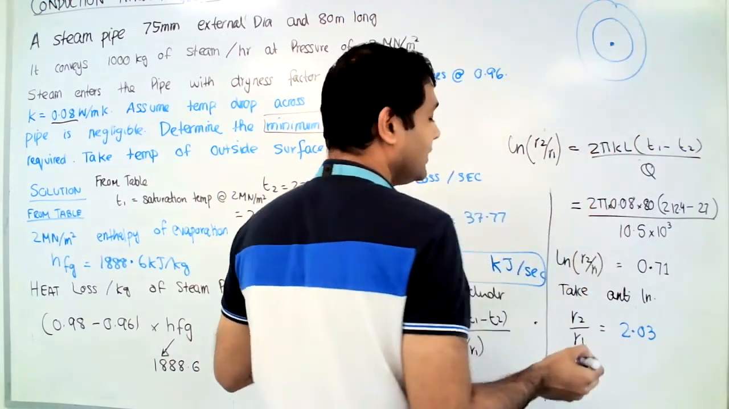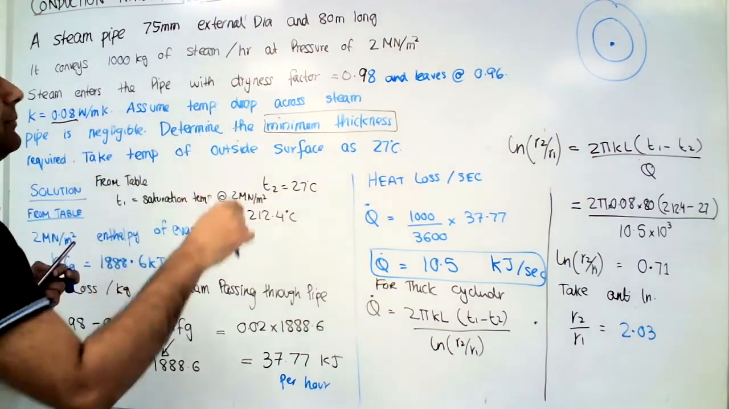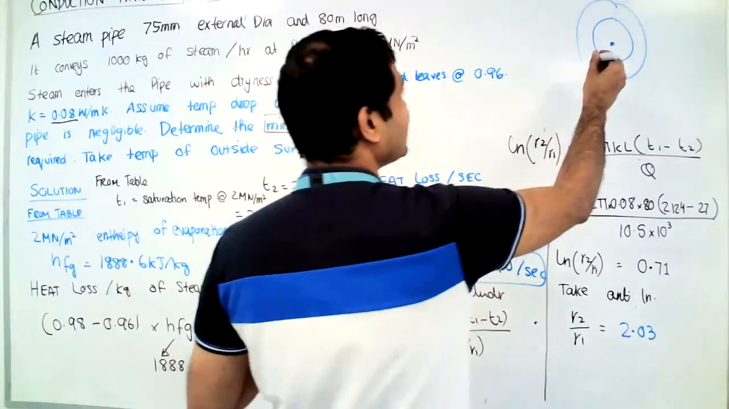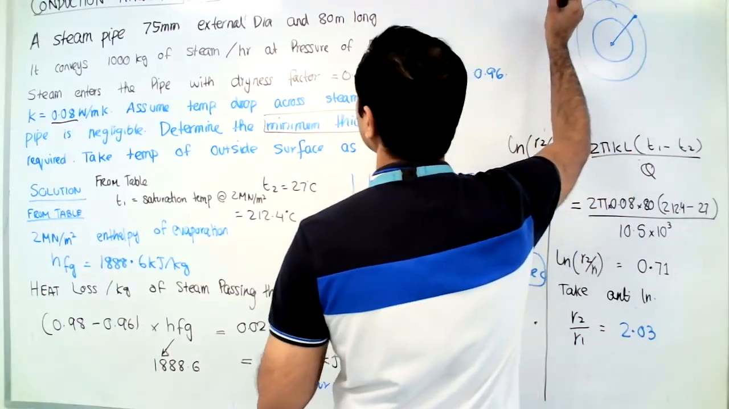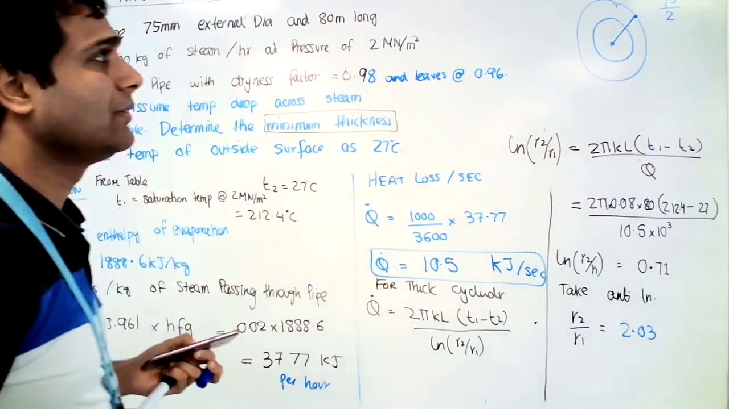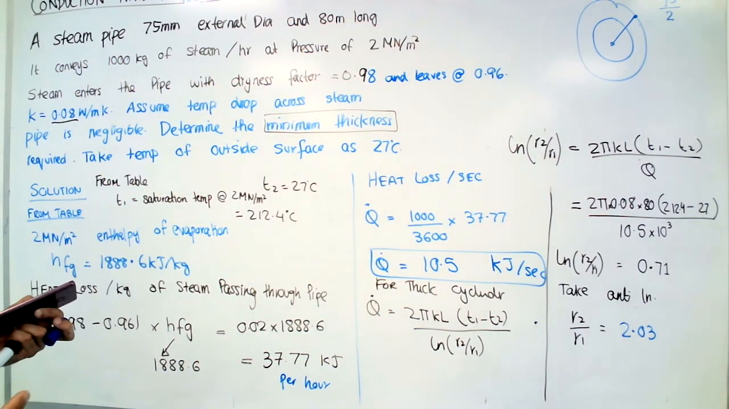If you draw a circle here and the other one, the external diameter is 75 millimeter external. So what is that from here to here? It's 75 divided by 2, isn't it? The total diameter is 75, so the radius is going to be 75 divided by 2. That's the outer radius. Now, do I have the thickness? I don't have the thickness. This is what we're trying to find out.